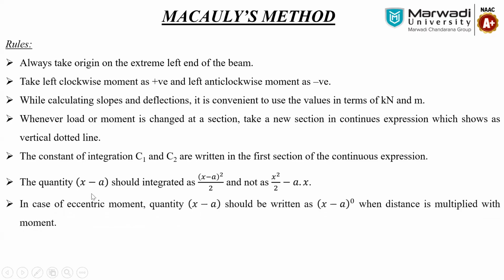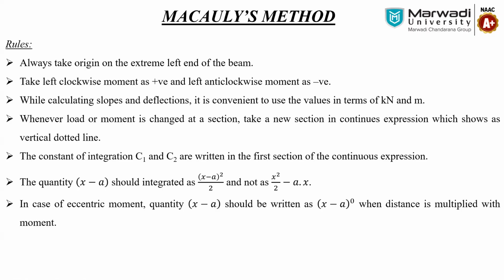Another is a x minus a quantity that we have to integrate, so it becomes (x minus a) whole squared by 2. We do not have to separate it as x squared by 2 minus ax, right? So because of that there will be lots of advantage in the calculation, since we don't have to expand the bracket.